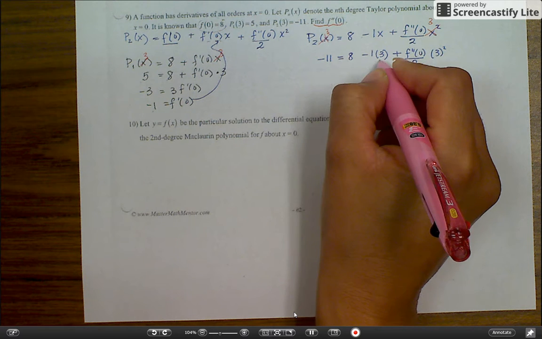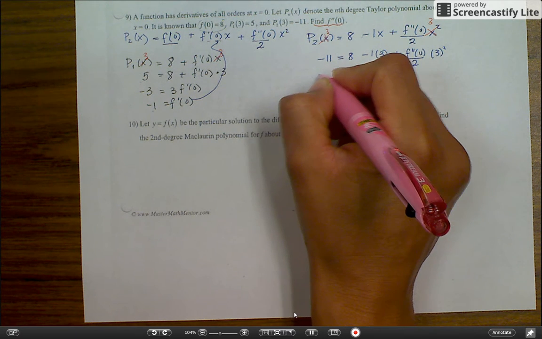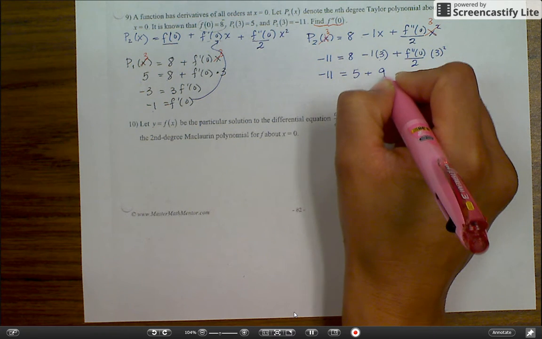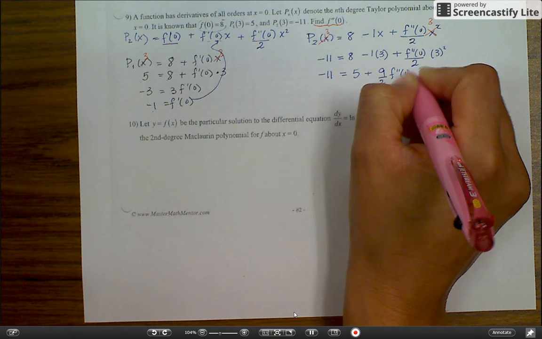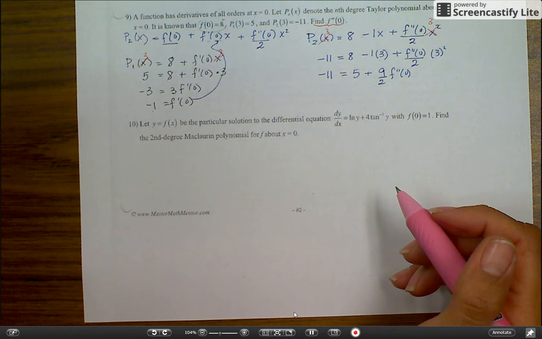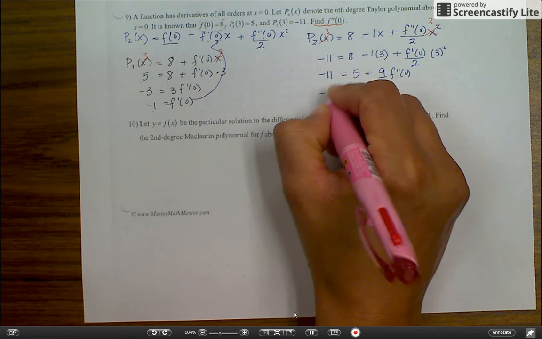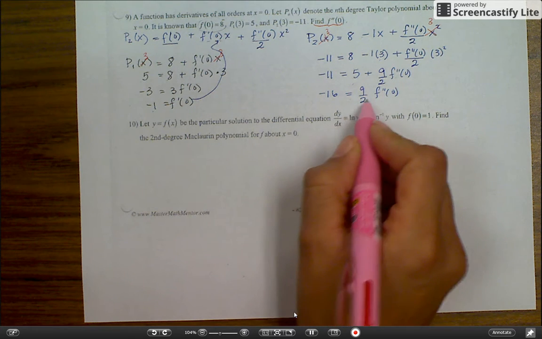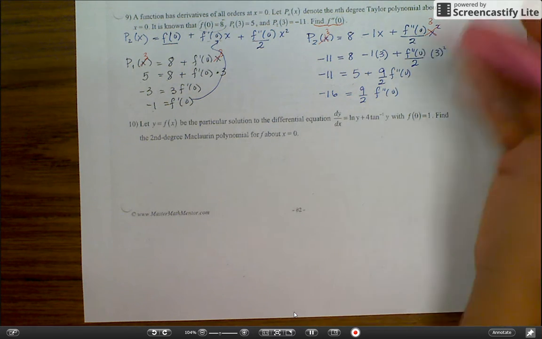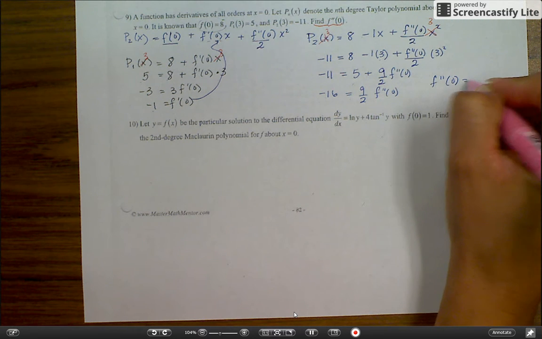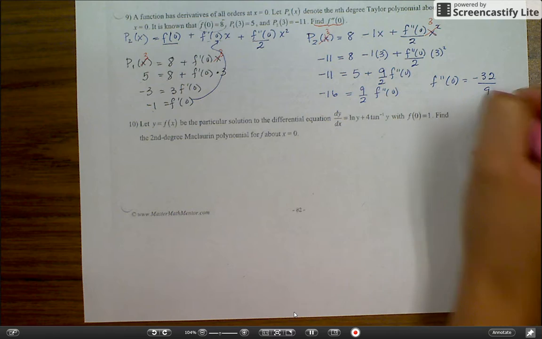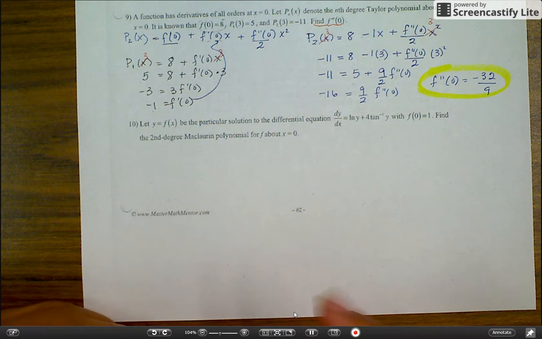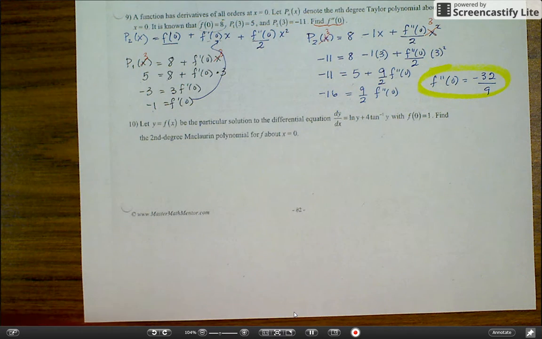So what's 8 minus 3? That's 5. Okay, so negative 11 is equal to 5 plus 9 halves times the second derivative at 0. And so when I subtract, I'm going to get negative 16 is equal to 9 halves f double prime of 0. And so multiply by 2 and divide by 9, I'm going to have f double prime of 0 is equal to negative 32 over 9. And that would be my answer. And so this is how you would read a problem like that. Okay.